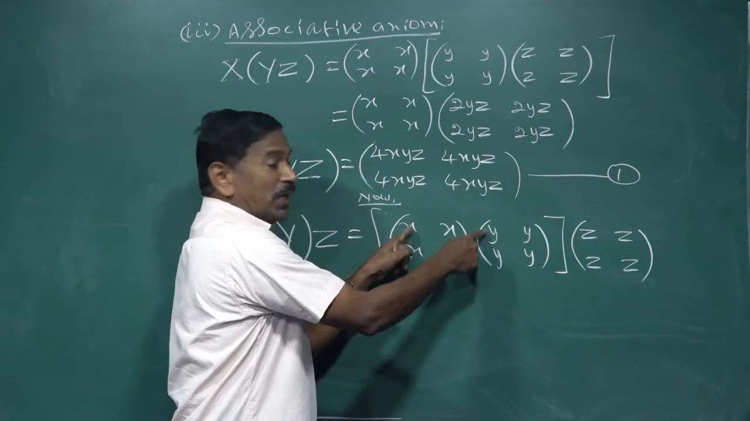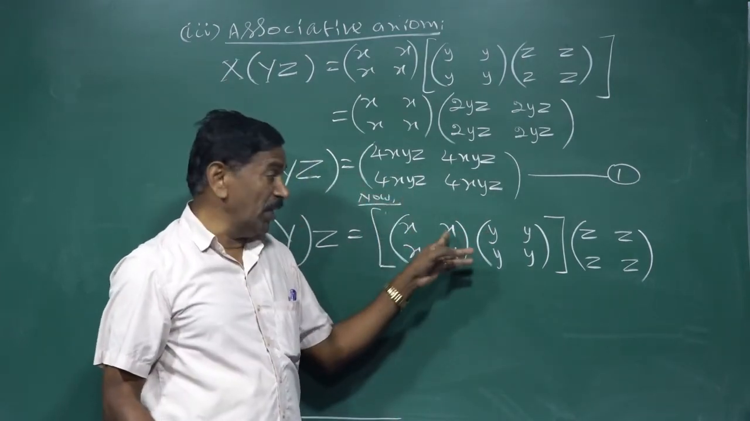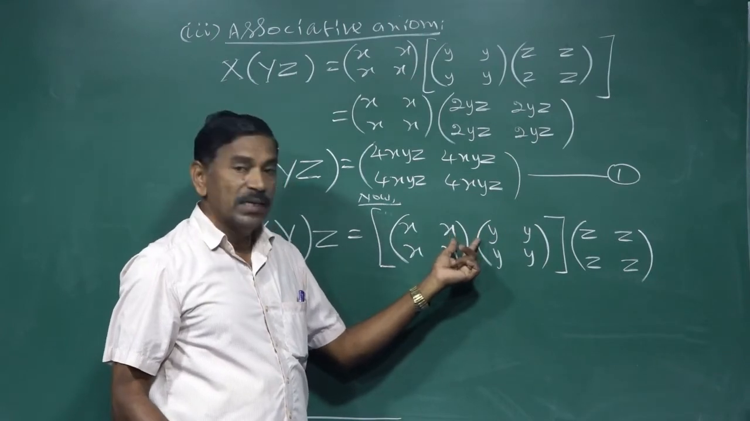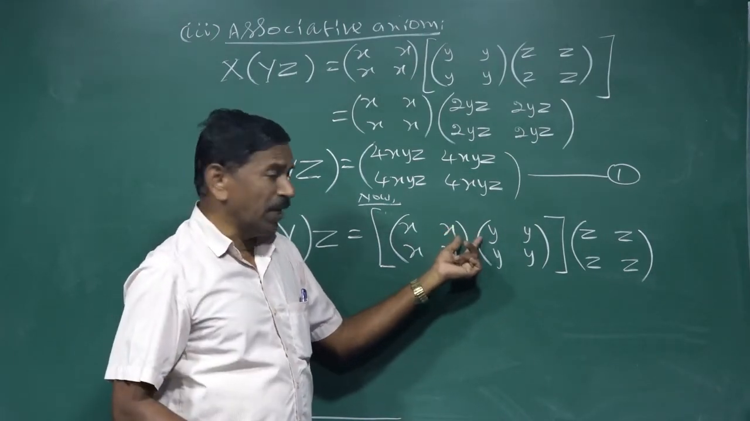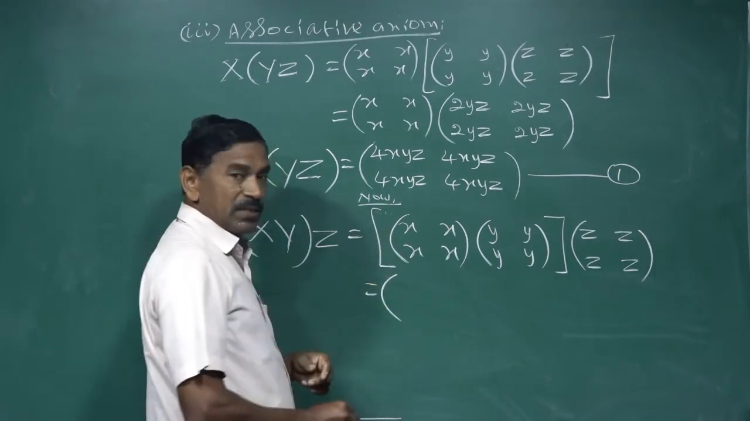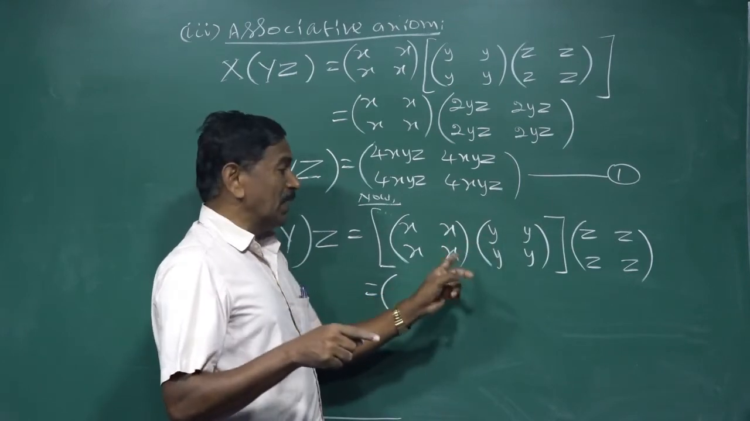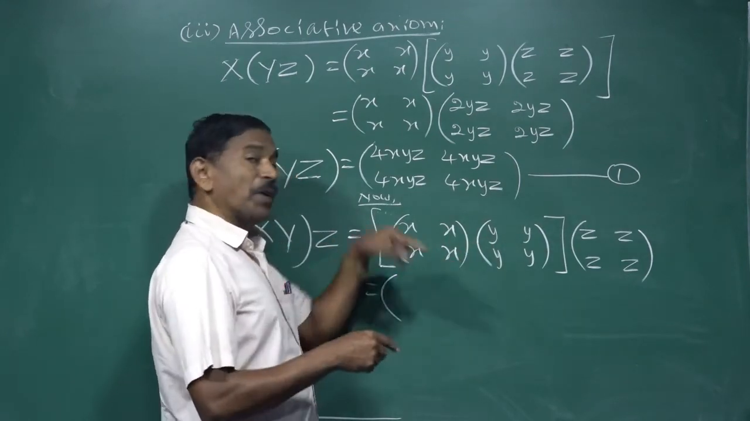X into Y is equal to 2xy, from the closure axiom. We already found this answer in the closure axiom, so we can use it directly. Now, X into Y is equal to xy, but we want to multiply by 2, from the closure axiom.